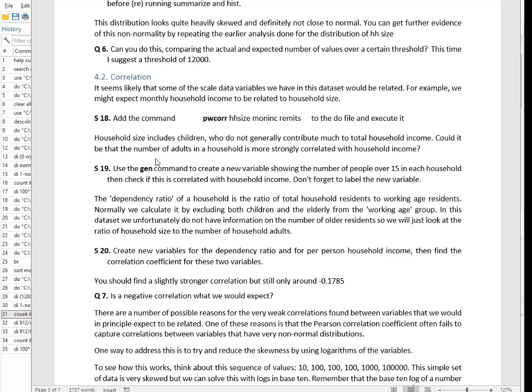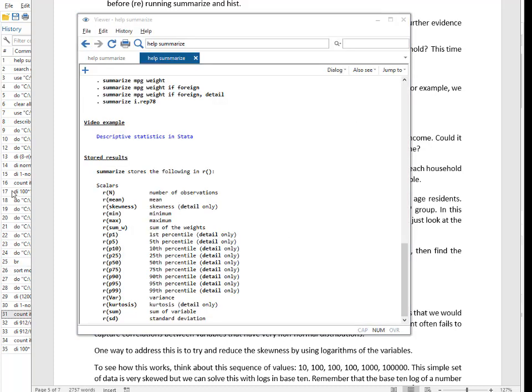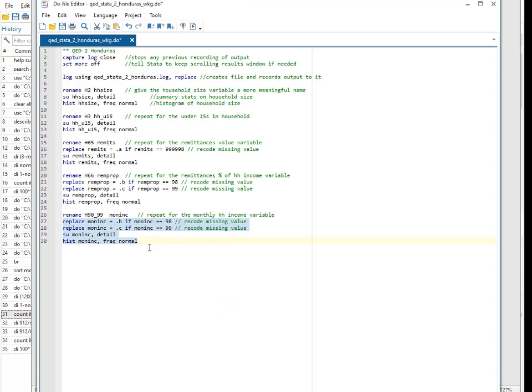Now we're going to look at correlation. As it says here, we're going to use the pwcorr command, which is the piecewise correlation, to look at the correlation between household size and monthly income and remittances. We can do all of these things at once. So bring that across into the do file we're working on. Got too many things open. So carry on with this do file.